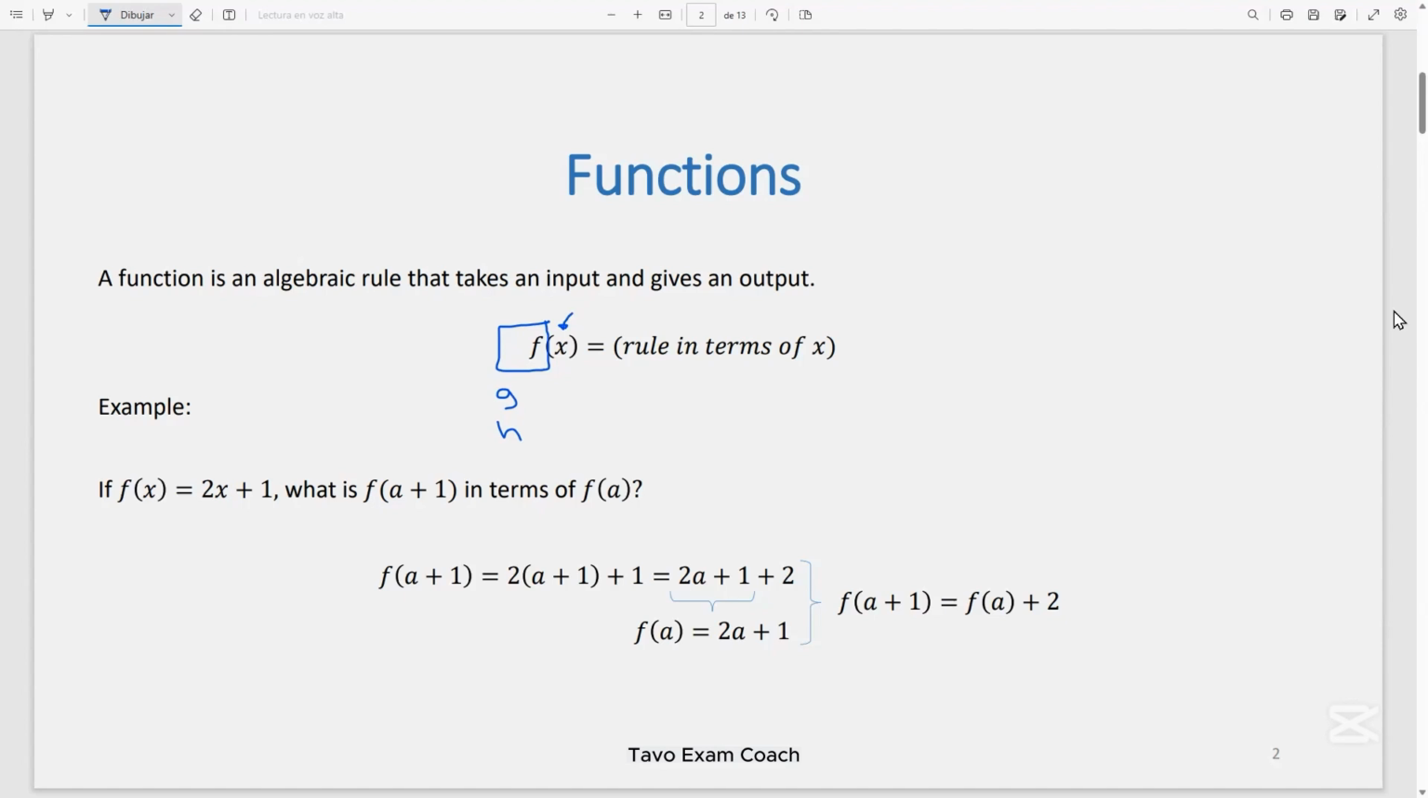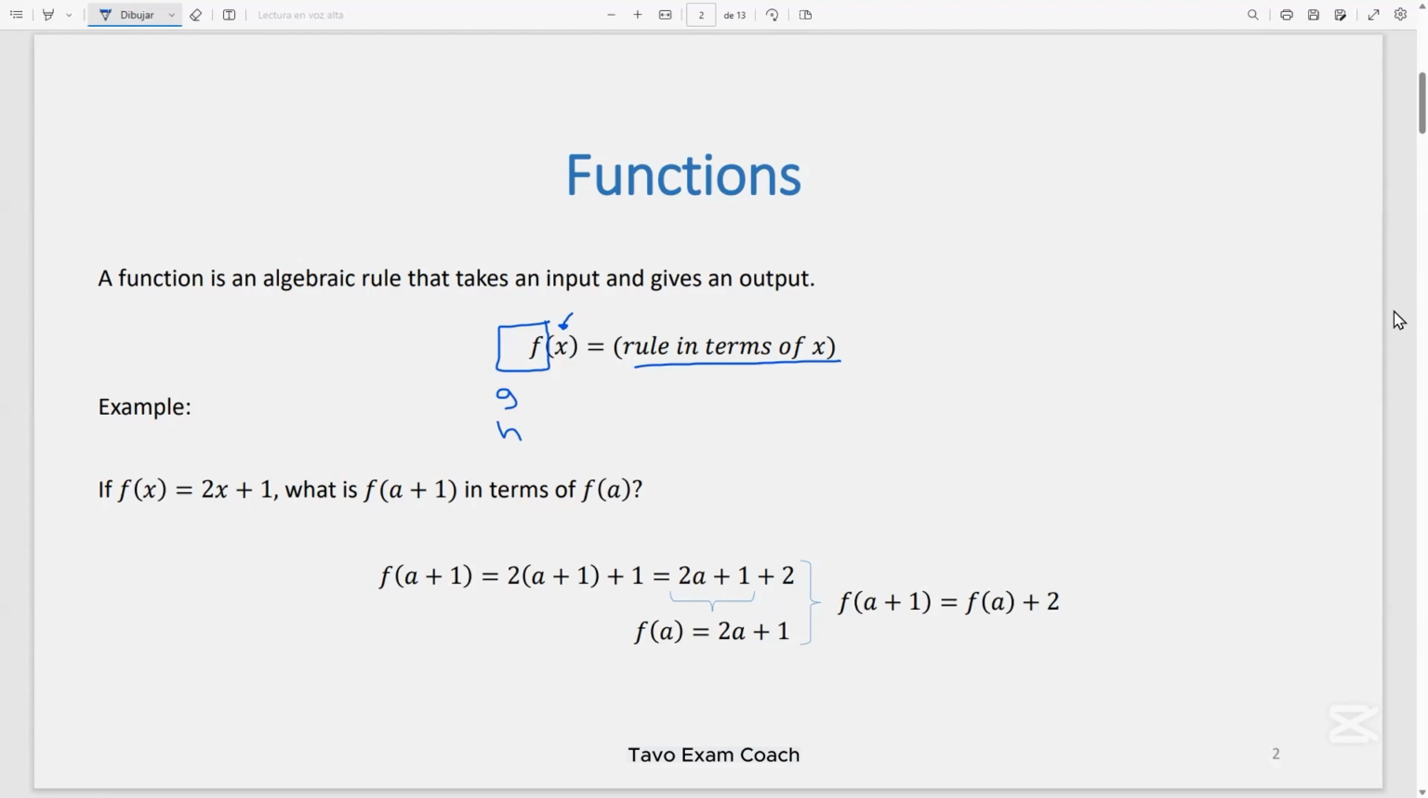That indicates what is the variable or variables in terms of which the rule will be enunciated. And then the symbol of equality and the definition of the rule, which is a compound algebraic expression that involves the use of the variable that appears between parentheses. For example, in the question below, they give us a definition of a function first. It says if f of x equals 2x plus 1.